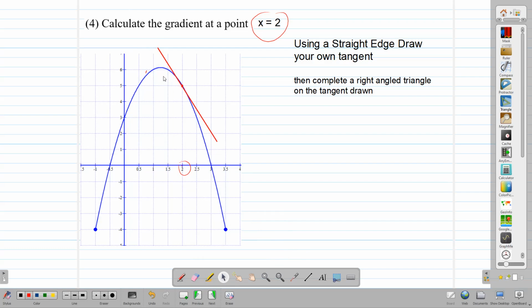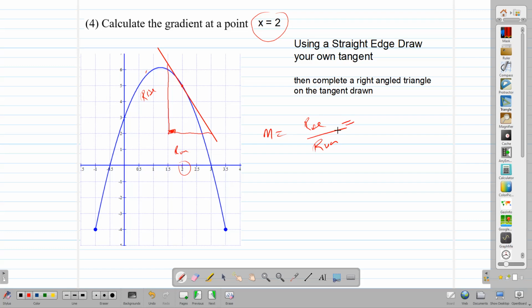So once you have that, you need to put a triangle on that line. I'm going to start here and run my triangle across here so that we have it. Here's a right angle triangle, and now we need to decide on our rise and on our run. So remember the gradient m is your rise over the run. You have to draw a good tangent, otherwise it will throw off your answer.